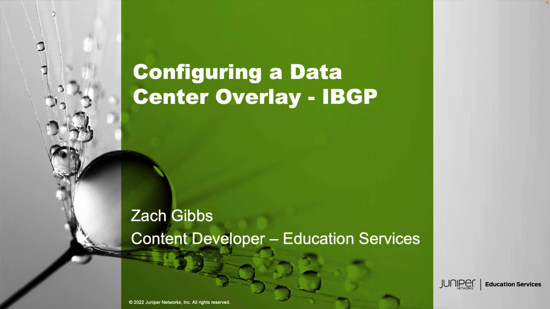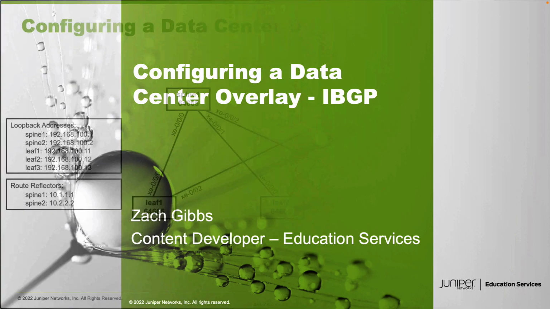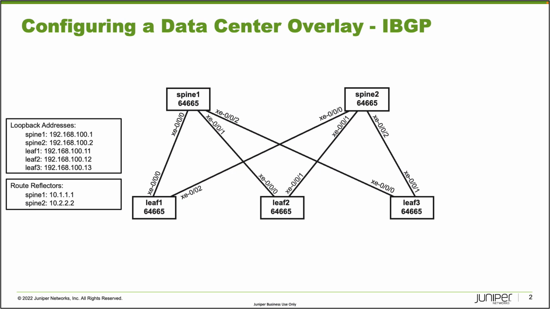And today we will be going through the configuring a data center overlay IBGP learning byte. All right, so here is our topology. Here in this topology, we have 5 devices. We have spine 1, spine 2, leaf 1, leaf 2, and leaf 3.